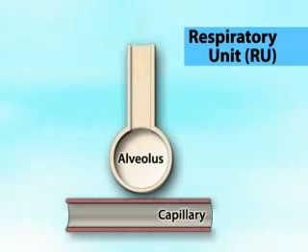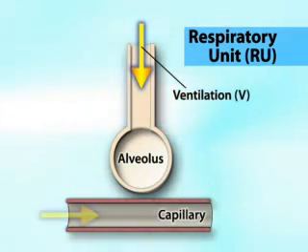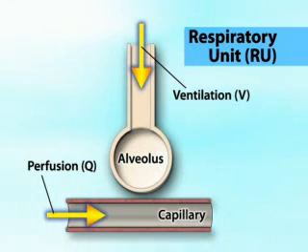What is VQ matching? It is the relationship of the ventilation or V with its perfusion or blood flow or Q in a respiratory unit or RU. There are 5 types of VQ relationships.